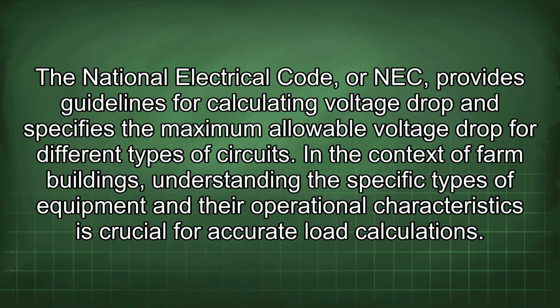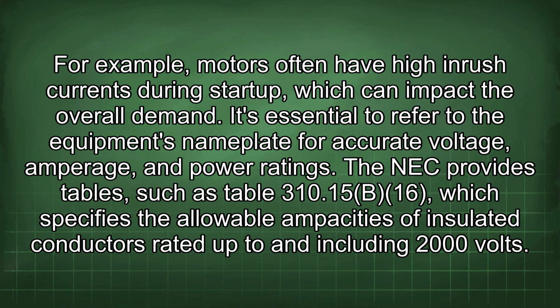In the context of farm buildings, understanding the specific types of equipment and their operational characteristics is crucial for accurate load calculations. For example, motors often have high inrush currents during startup, which can impact the overall demand. It's essential to refer to the equipment's nameplate for accurate voltage, amperage, and power ratings.